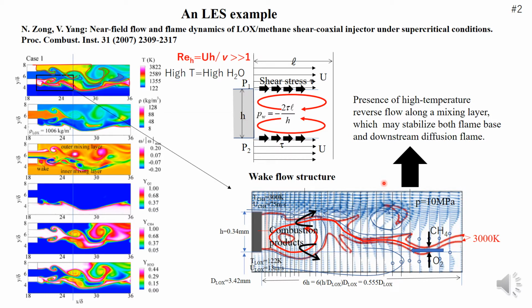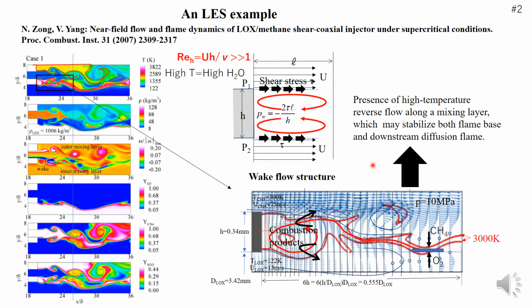Since the LOX post end portion is vacuumed to balance with the net shearing forces acting from the outer gas stream and the inner liquid stream, a reverse flow is generated behind the LOX post. The diffusion flame extending from the anchored flame tip is located within the reverse flow of high temperature fluid, as shown in this figure.